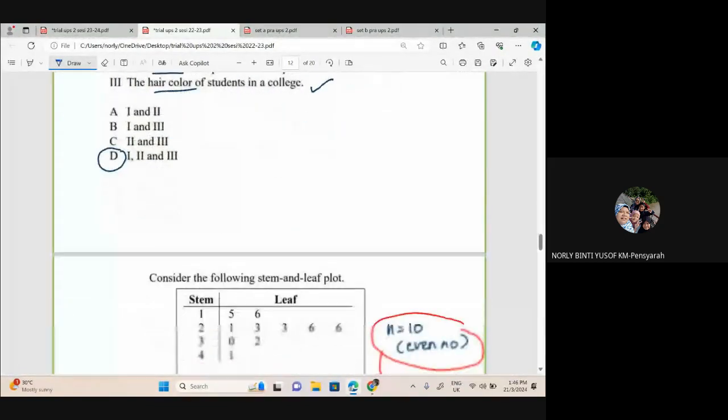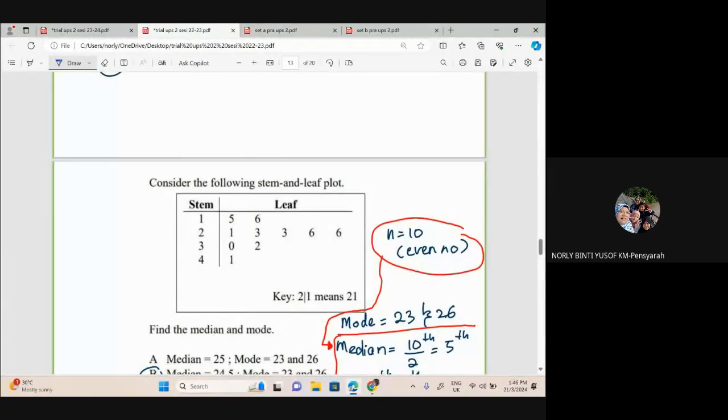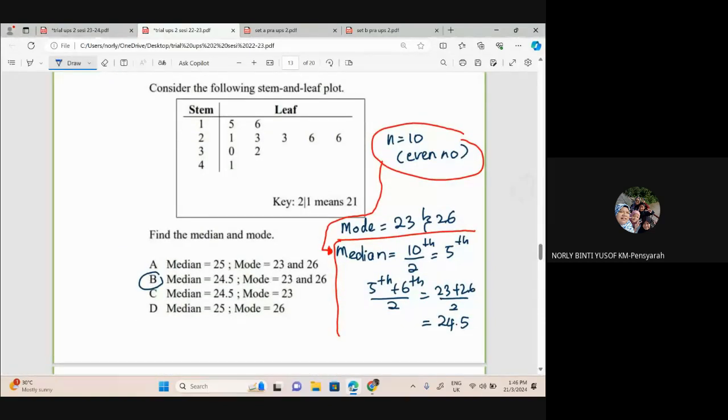Itu bezanya lah. Okay, and then sama keluar stem and leaf plot juga. Dan soalan pun tanya, tapi tadi dekat set kita dia tanya median dan mean kan. Sekarang dia tanya median dan mode. So samalah. So data you even. Mode boleh tengok dekat leaf lah yang berulang ada 23 dengan 26. So untuk C dengan D out lah. Lepas tu kira dah median. Median data you genap. So you kena ambil average. Dan you akan dapat 24.5. That is all concept lah.